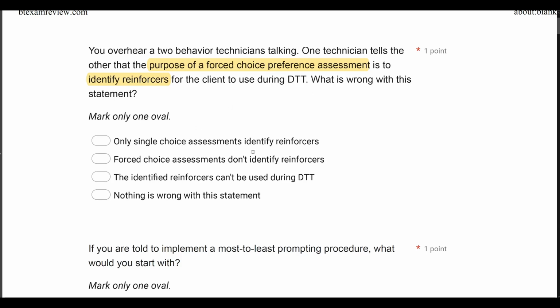So what is wrong with this statement? A, only single choice assessments identify reinforcers. Well, that's not true. Single choice assessments don't identify reinforcers. Forced choice assessments don't identify reinforcers. That is true. These don't. They identify potential. And then C, the identified reinforcers can't be used during DTT. Well, we're not identifying anything with reinforcing properties, right? We're identifying potential reinforcers and preferences of the client. So what is wrong with this statement? Well, forced choice assessments don't identify reinforcers.